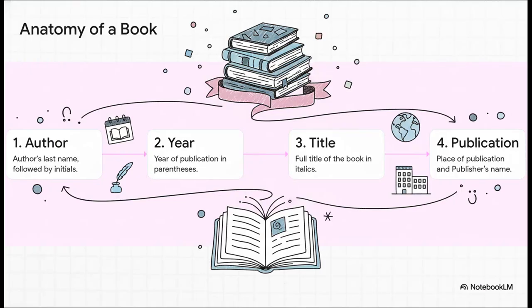Think of it like a simple recipe. First, you start with the author, last name first. Then, the year it was published goes in parentheses. After that, you've got the title of the book, which is always italicized. And you finish it off with the location and the name of the publisher. That's the formula every single time.